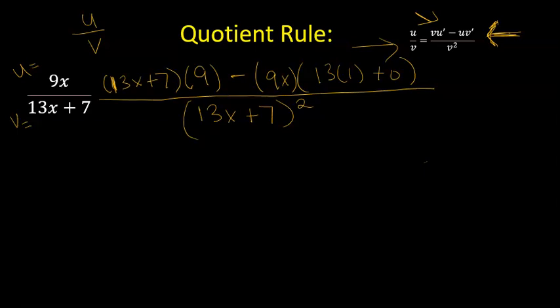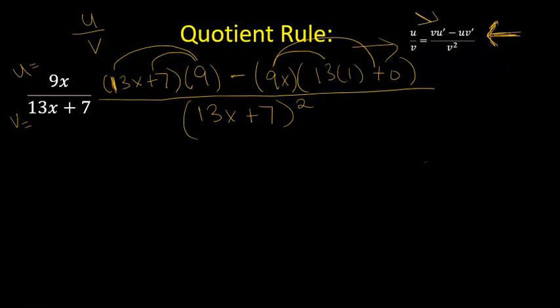Well, I'm going to distribute, meaning I'm going to take this 13x and distribute it into 9, and then I'm going to take the 7 and distribute it into 9. I'm going to do the same thing with the second part. 9x is going to get distributed into 13. 9x is going to get distributed into 0. Let's go ahead and do that.